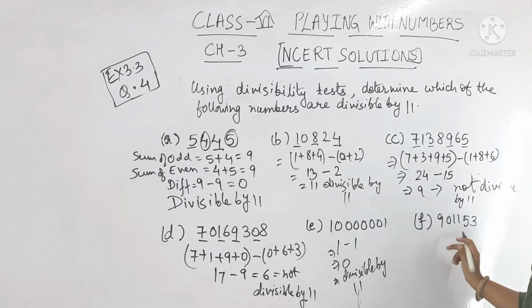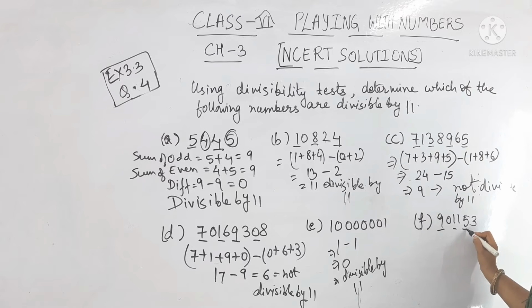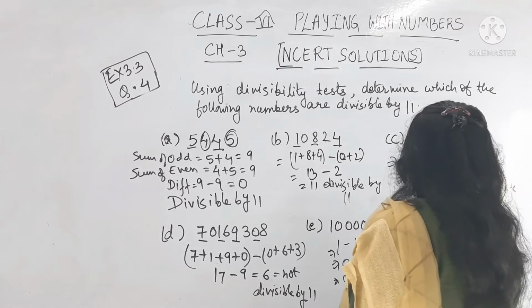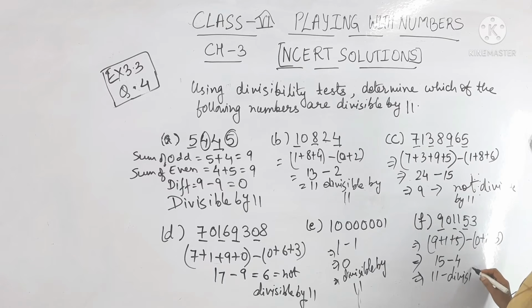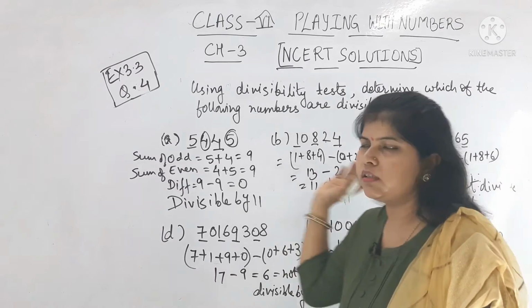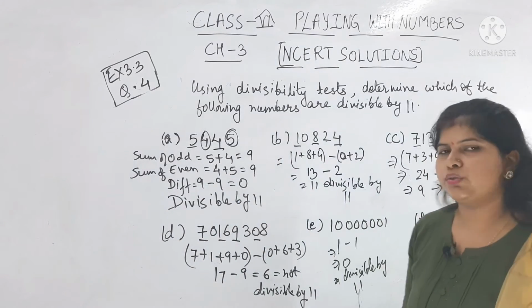Last but not the least, this is the F part. Nine plus 1 plus 5, these are the odd places, minus even places, 0 plus 1 plus 3. So 10 plus 5 is 15, minus 3 plus 1 is 4. So I am getting 11, means divisible by 11. So these are the question number 4 solutions.